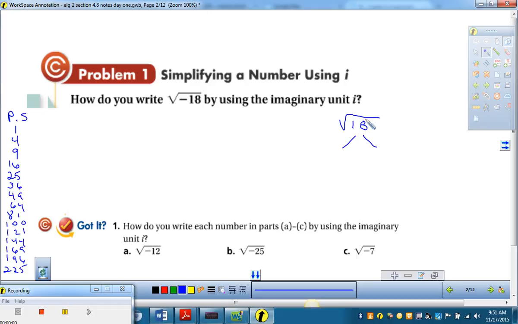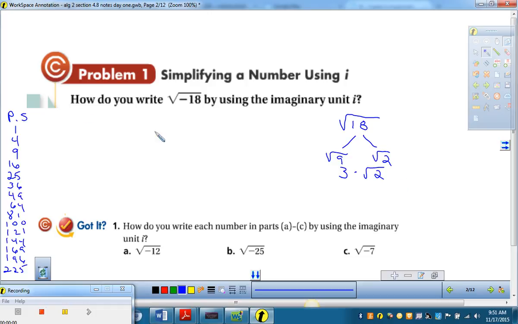All right, so you want to look at 18. What are the factors of 18 that include the biggest perfect square, the biggest one you can do? 9 and 2? Yep. The square root of 9 and the square root of 2. And the square root of 9 is what? 3. So root 18 simplifies to 3 root 2. So now, when we do our quadratic formula, we're going to be simplifying those roots a little further, algebraically.